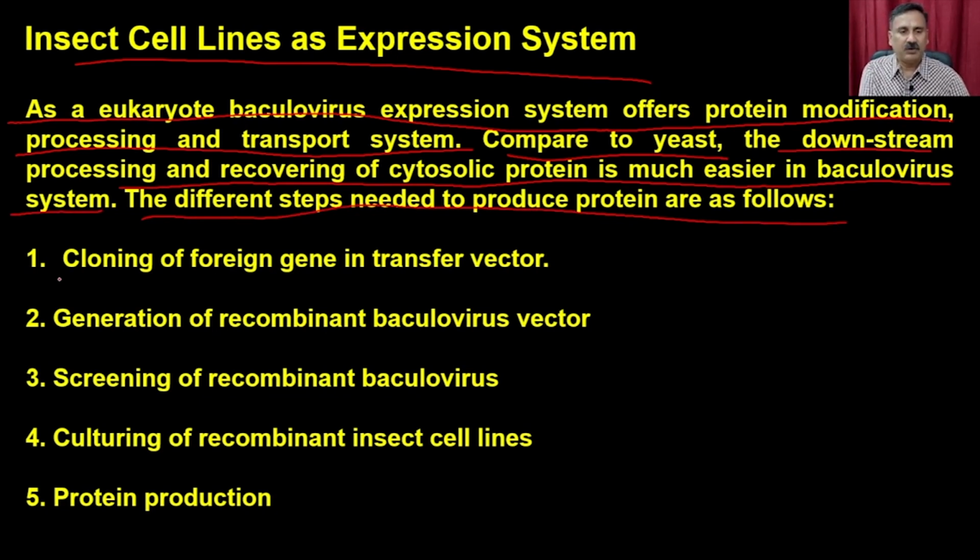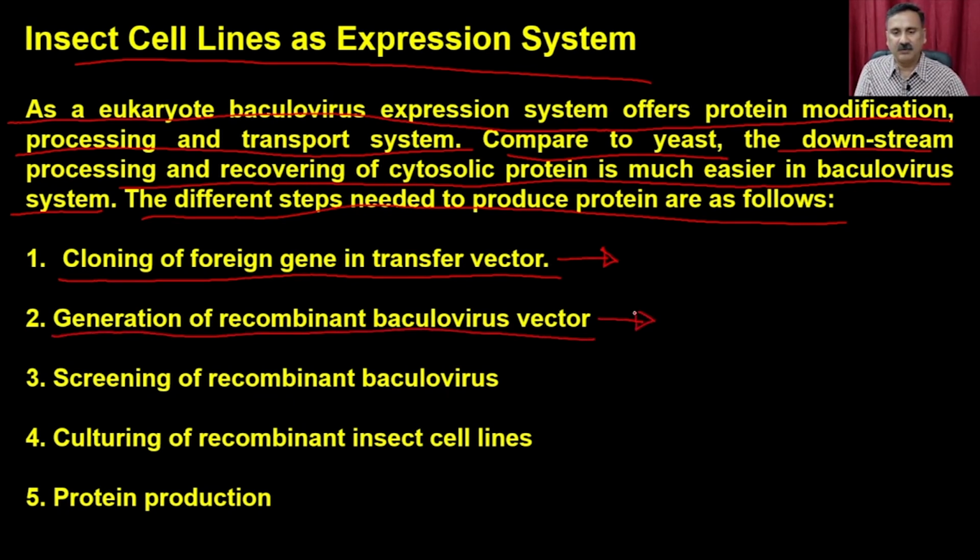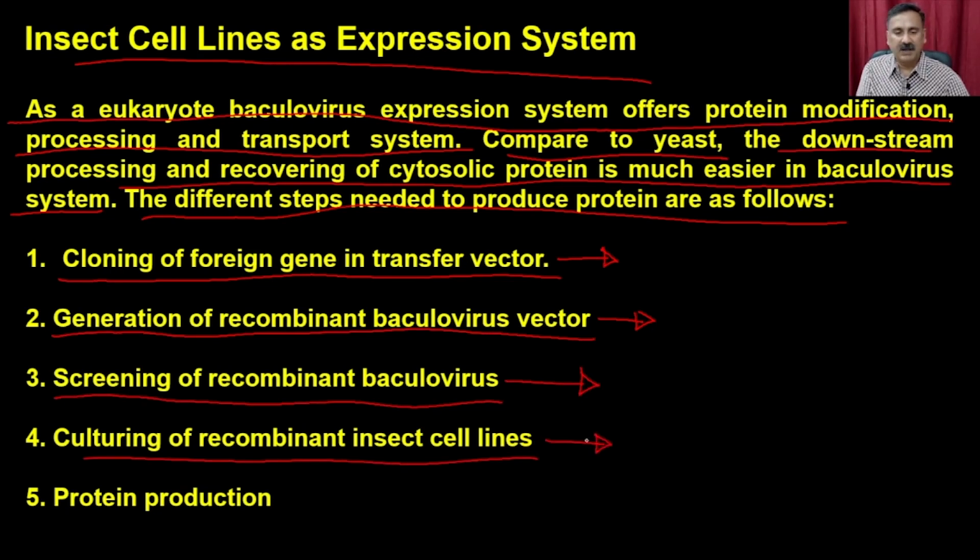In step 1, you are going to clone the foreign gene into the transfer vector, and then you are going to have the recombinant baculovirus expression system. So once you clone the gene into a transfer vector, it is going to be used for production of the recombinant baculovirus vectors. And then you are going to screen the recombinant baculovirus expression in step number 3. Then you are going to culture the recombinant insect cell lines. And then in step 5, you are going to do the protein production.